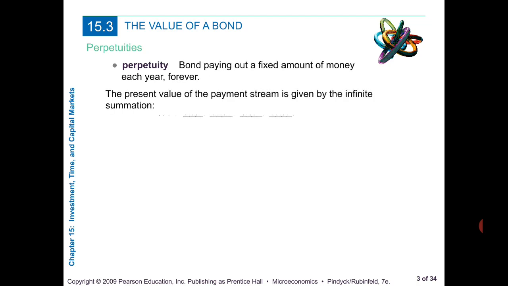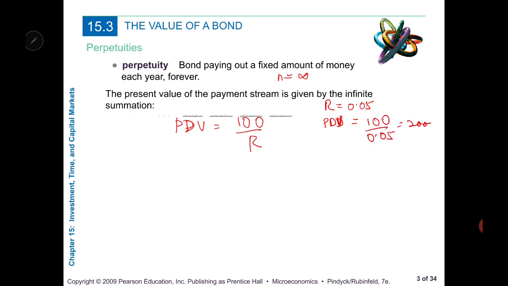Now, perpetuity is a special kind of bond in that the N is not fixed, the N is infinity. So the present value of the payment stream is given by the infinite summation. It's straight away just like this: PDV equals 100 over R. So you don't need to do the 1 plus R. If your R is 0.05 or 5%, then the PDV is 100 over 0.05, so it will be 2,000.